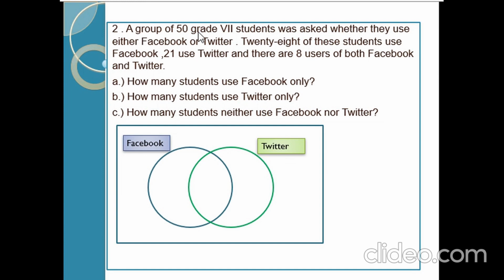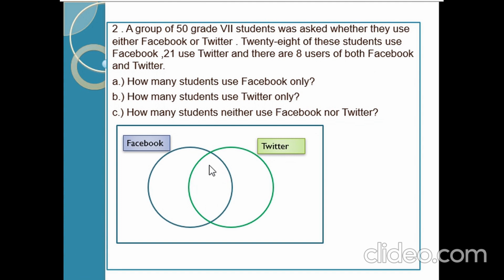A group of 50 grade 7 students was asked whether they use either Facebook or Twitter. 28 of these students use Facebook, 21 use Twitter, and there are 8 users of both Facebook and Twitter. Remember, in a two-set diagram, this is the region 1, 2, 3, and 4. So we have to fill in first the region 1. So what is the keyword for the region 1?